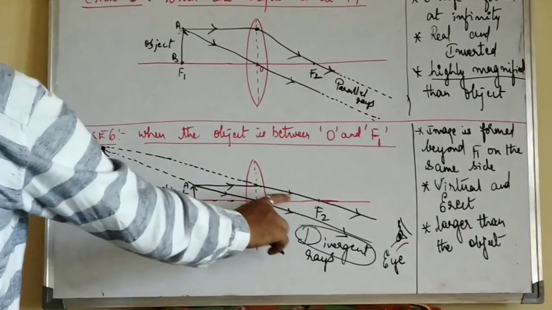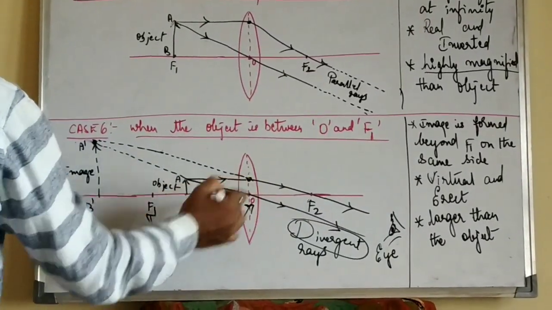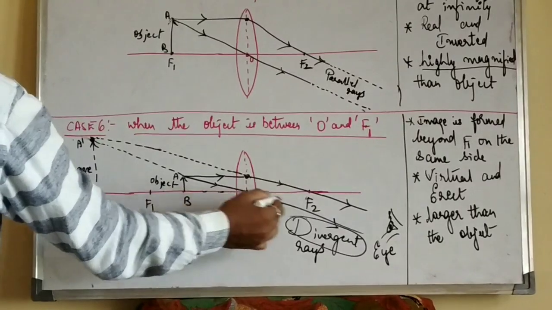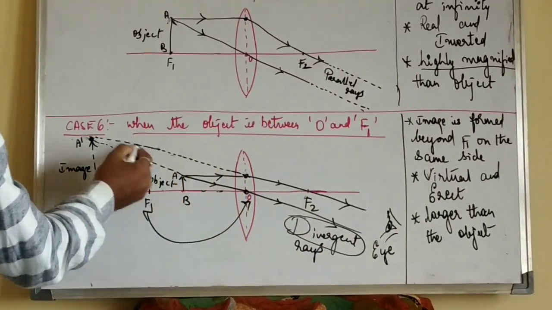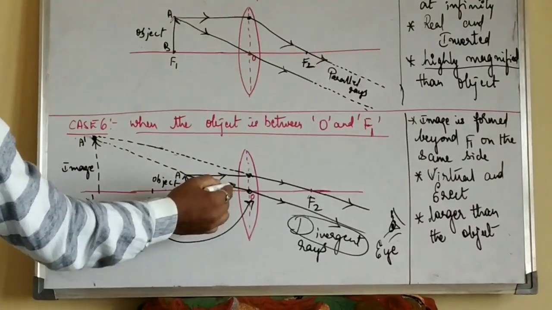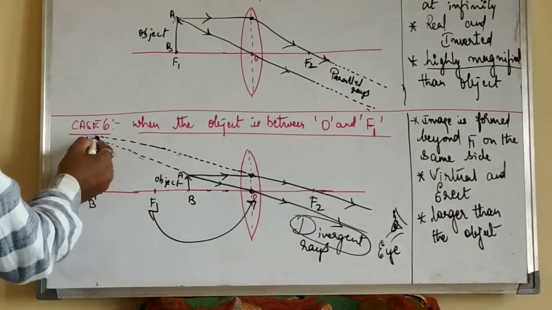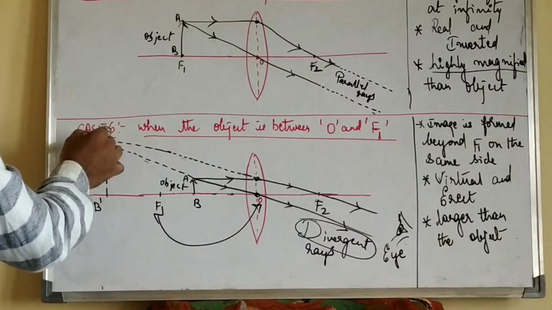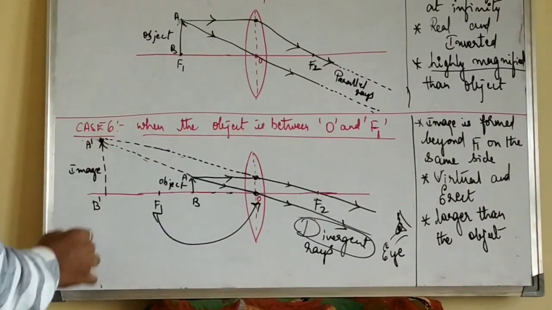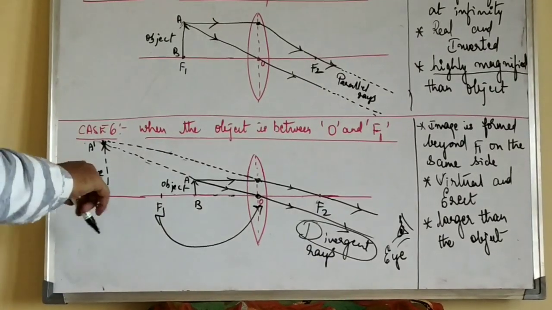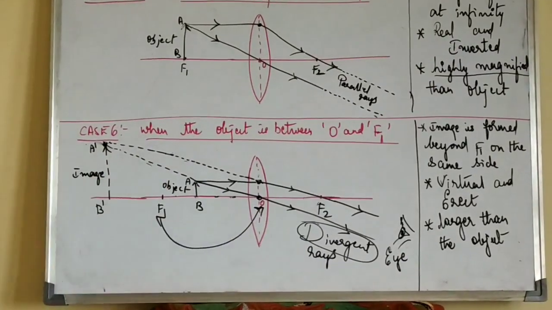Now, see here, this is the first refracted ray at this interface. This is the second refracted ray at the interface. Now, you can see here, we are extending both the rays backwards, and when they intersect, at that point, an image is formed. So, I have drawn the image in dotted lines. Why? Because the image is behind the object.